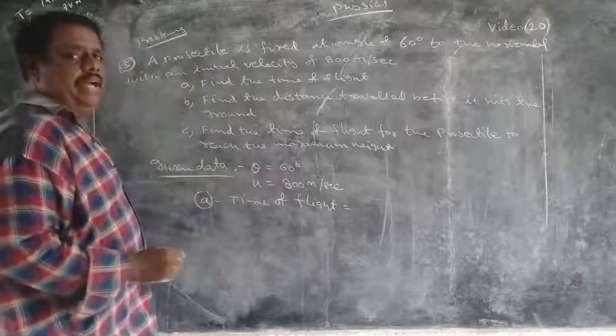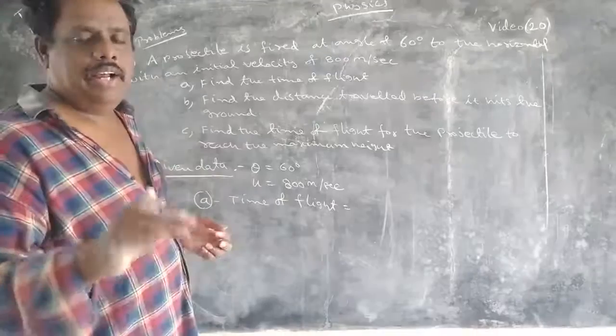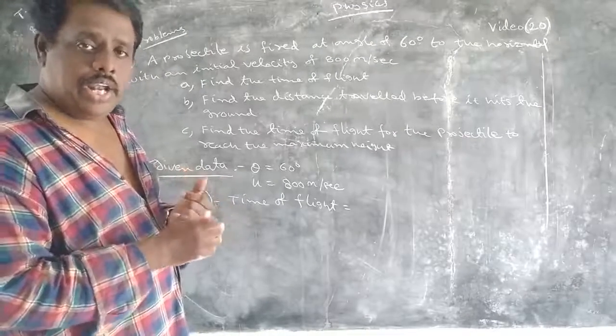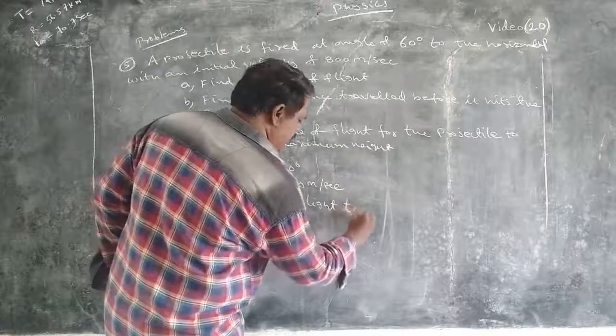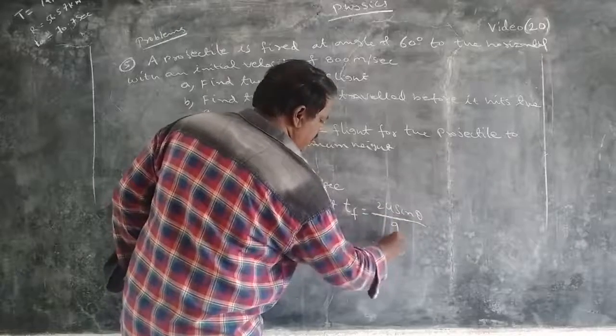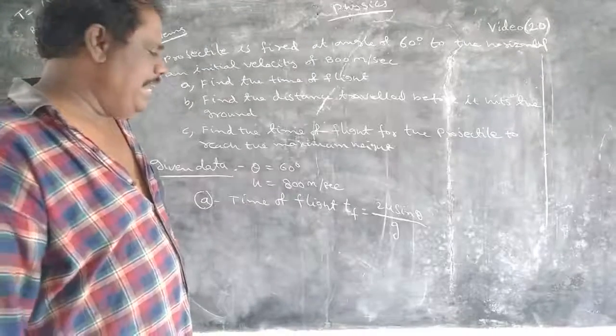What is the formula? It is nothing but the sum of the time of ascent and the time of descent, or the time the body remains in air. The time taken by the body to remain in air is called time of flight. Time of flight we denote with T suffix f. The formula for the time of flight is 2u sin theta by g, in case of oblique projection.